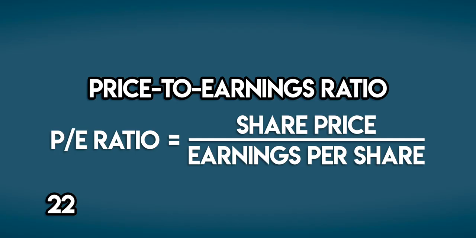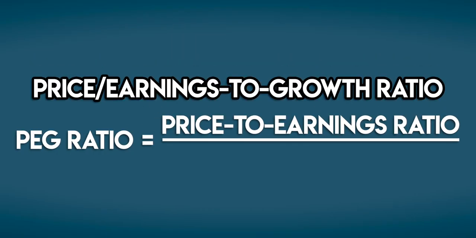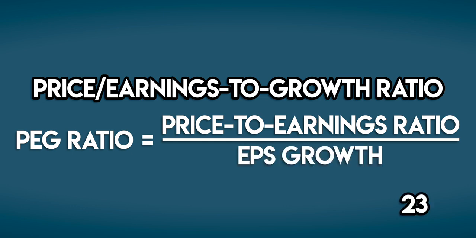Share prices can be overvalued, which can lead to a large price to earnings ratio. However, a high PE ratio could indicate strong future growth. Which brings me on to the next financial ratio, the price to earnings to growth, or PEG ratio. This is equal to the price to earnings ratio, which we just covered, divided by the expected earnings per share growth. EPS growth is an estimate and represents the projected annual growth rate in earnings per share.